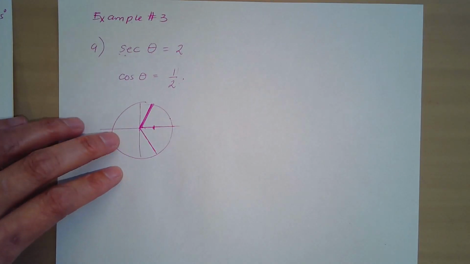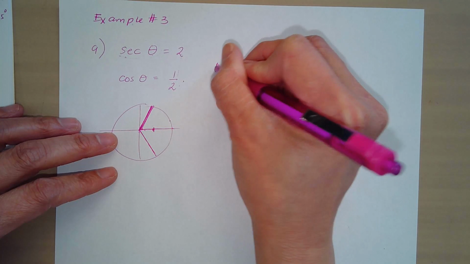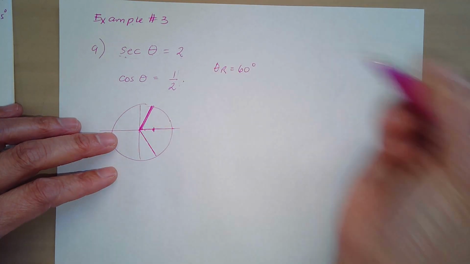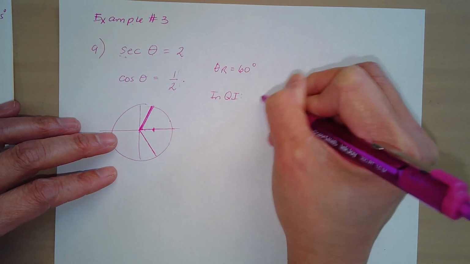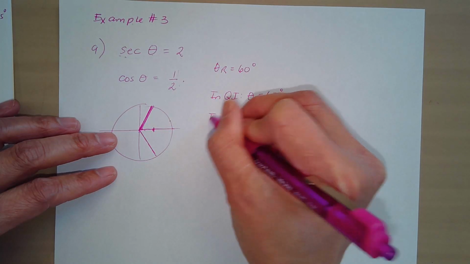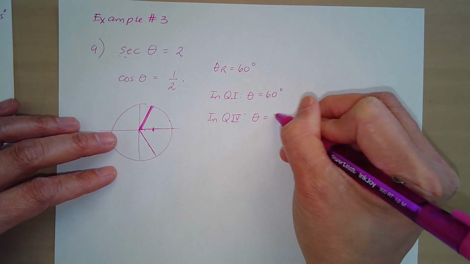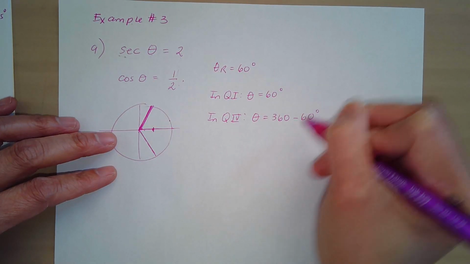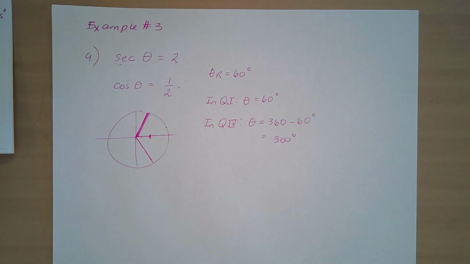So our reference angle is 60 degrees. Theta r equals 60 degrees. Therefore, in quadrant 1, theta equals 60, and in quadrant 4, theta equals 360 minus 60, which is 300 degrees. So we have two angles that give us a cos of a half.